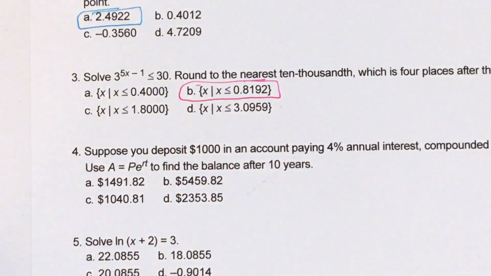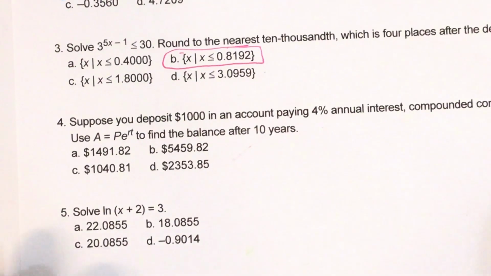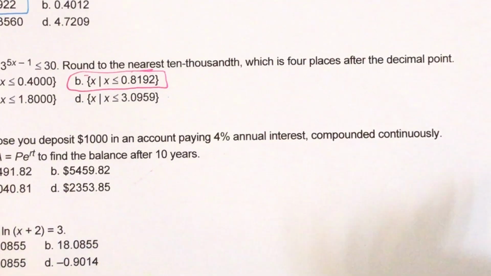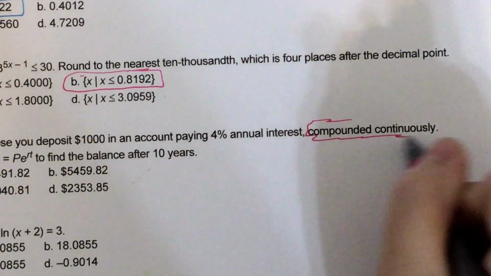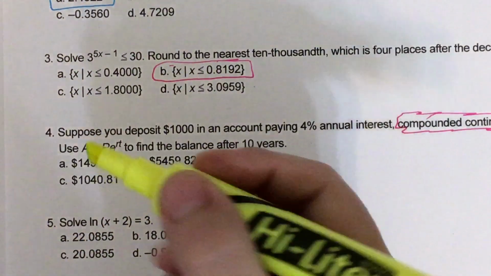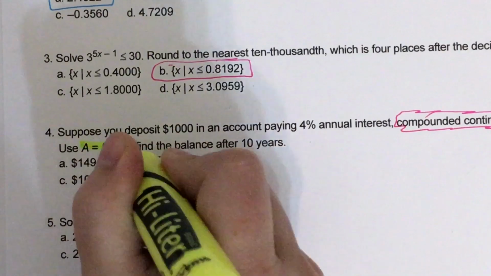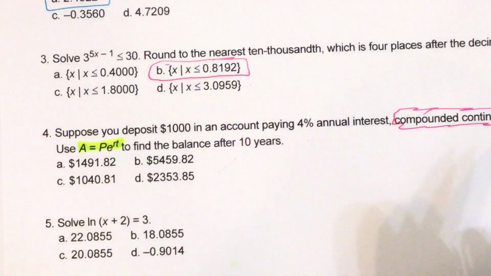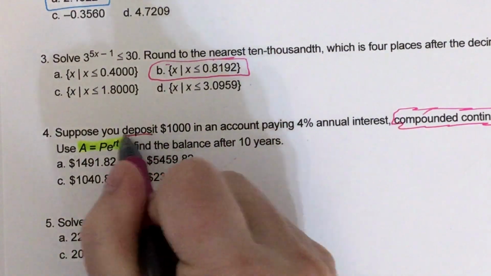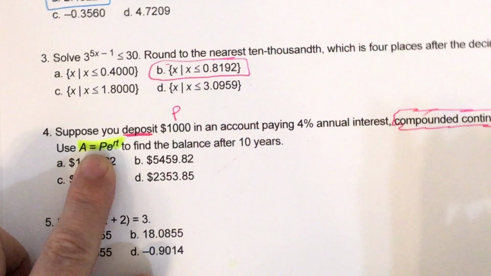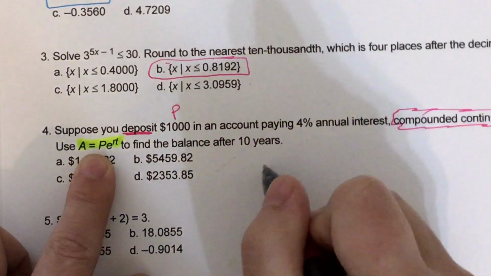All right, number 4. Okay, I think these are fairly easy. So whenever you have these words, compounded continuously, this is the formula we're going to use. And this formula will be provided for you on the test as well, so it's not something you have to remember. Okay, so whatever you deposit into an account, that is your principal. So the 1,000 is your principal. So into the P, I'm going to put my 1,000.